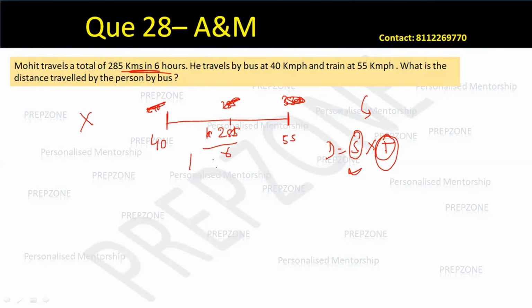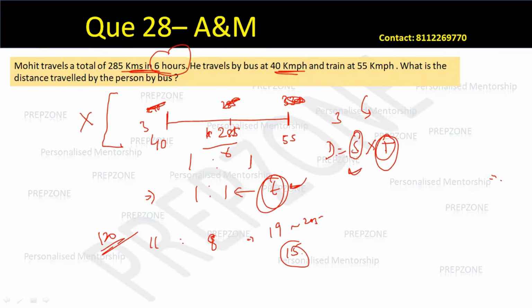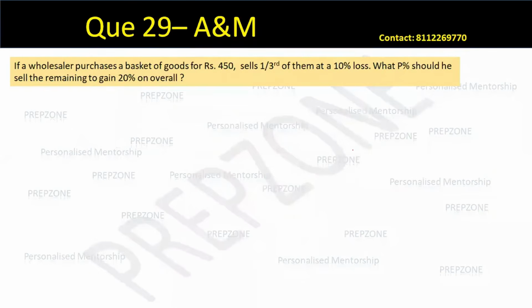So again, this ratio is 1:1. Now the inverse ratio will also be 1:1. So the ratio of time will be 1:1, which means total time is 6 hours. So 3 hours he will travel by bus and 3 hours he'll travel by train. So the distance traveled by the person by bus will be 40 into 3. Speed is 40, time is 3. So 40 into 3 is 120. So let's move on to the next question.